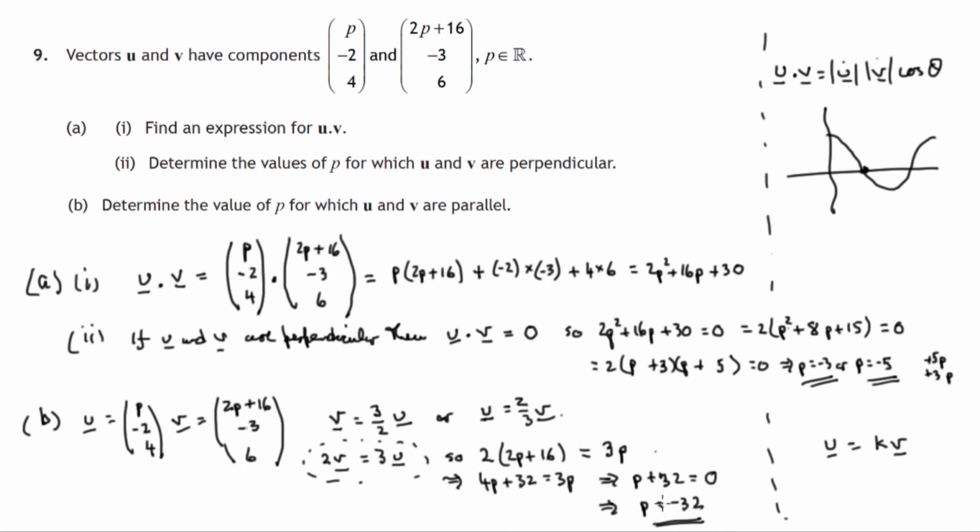And it all hinged on the fact that if vectors are parallel, you can write one of them as a multiple of the other one.